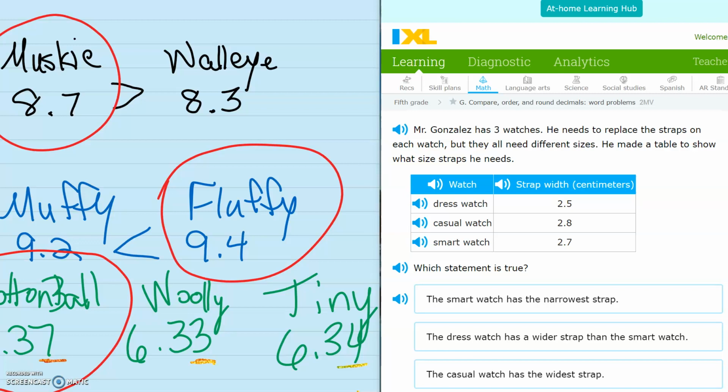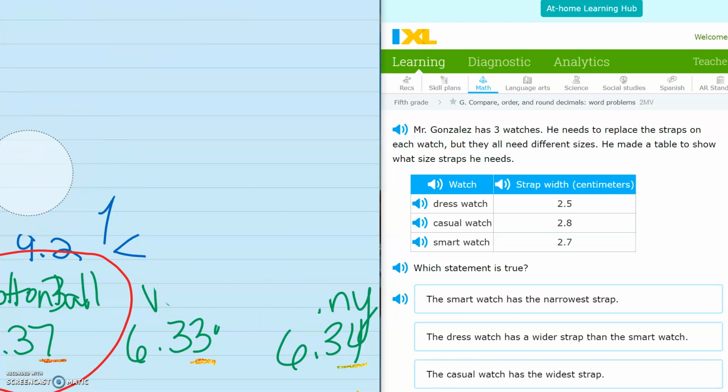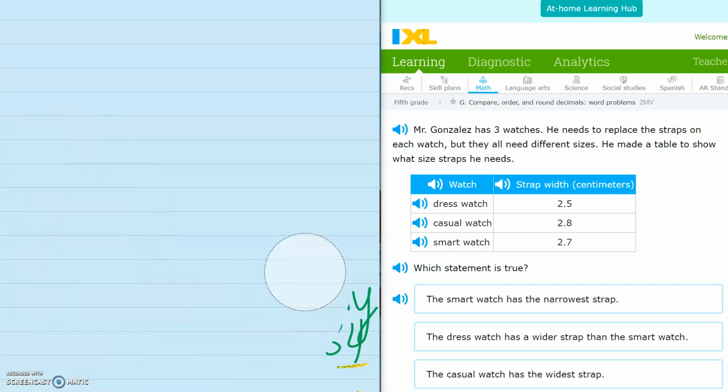Okay, so let me erase my screen over here. So we can start this one. All right. So we need to know what size straps. So we look at the table and it says the dress watch has a strap that is 2 5/10 centimeters. The casual watch has a strap that's 2 8/10 centimeters. And the smart watch has a strap that is 2 7/10 centimeters.